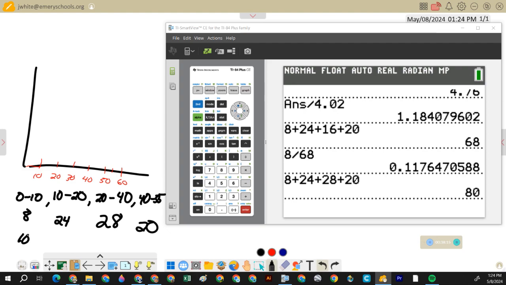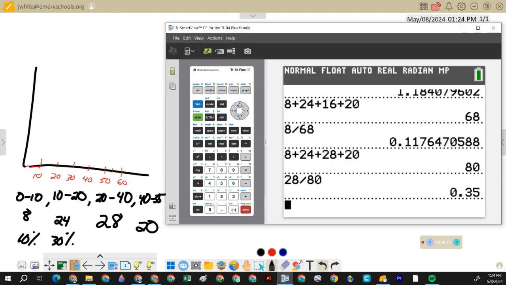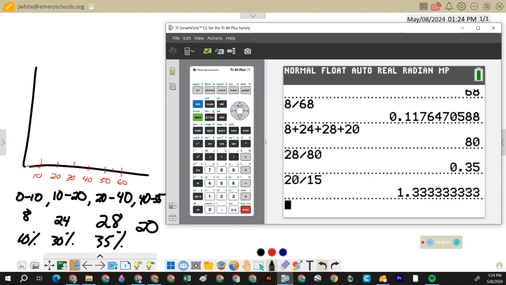So 10% of the people are here. 30% of the people are here. 28 divided by 80, 35% of the people are here. And 20 divided by 15. Nope, that's not right. How about 15 divided by 20? No, how about 20 divided by 80, which is 25%. There we go. Okay, does that make sense, what I did?